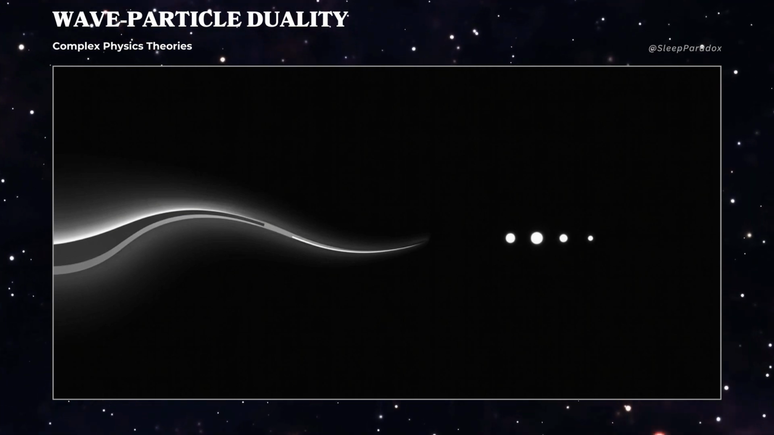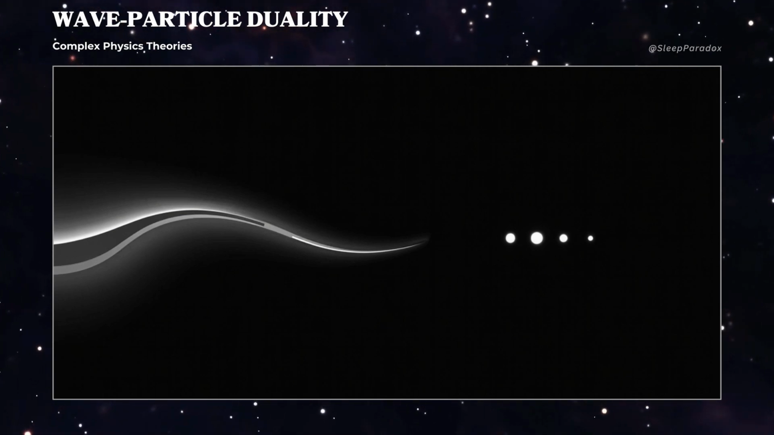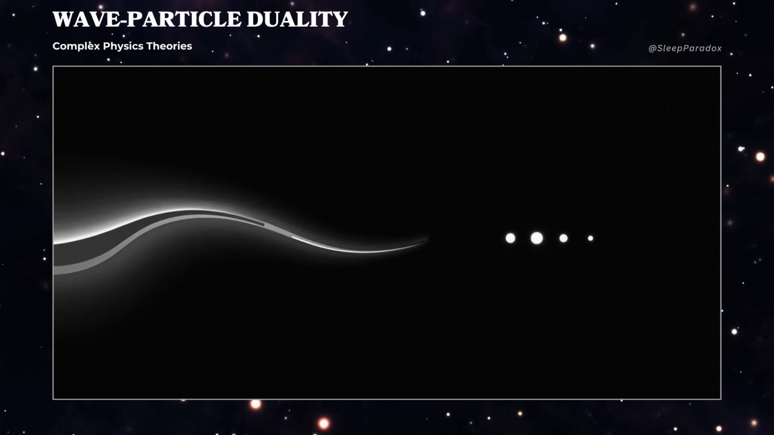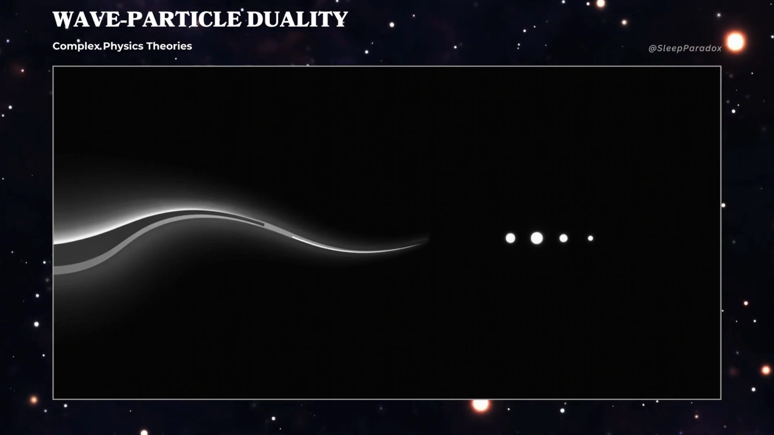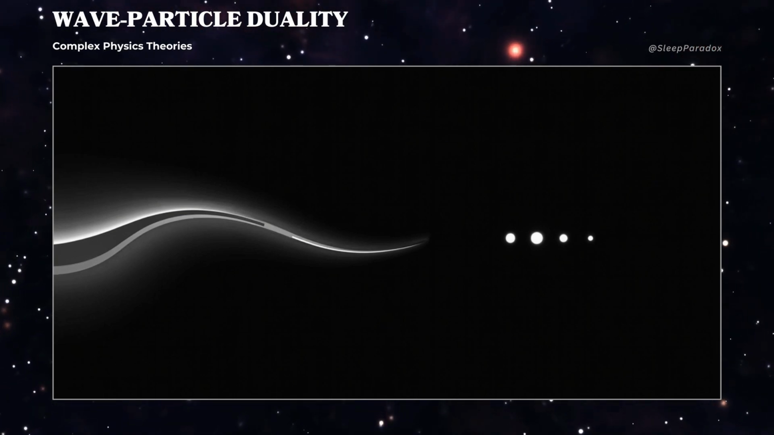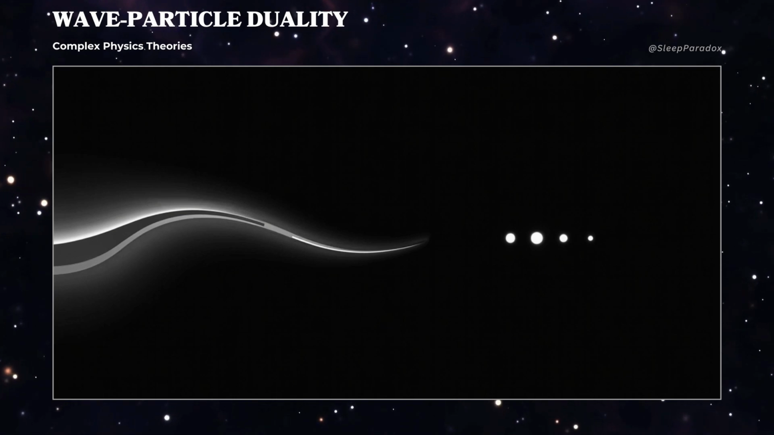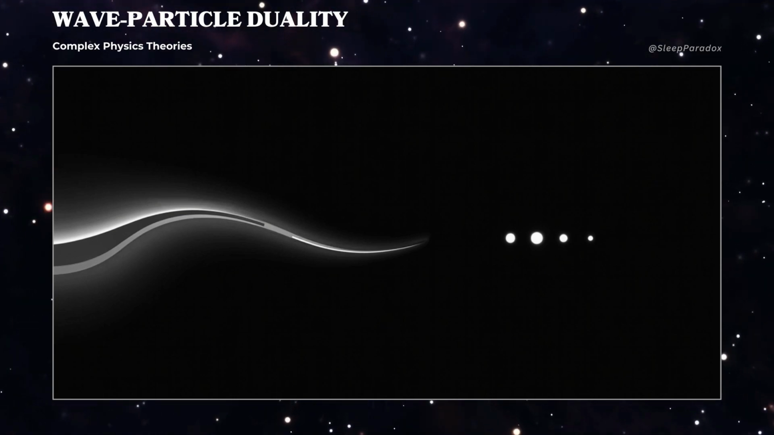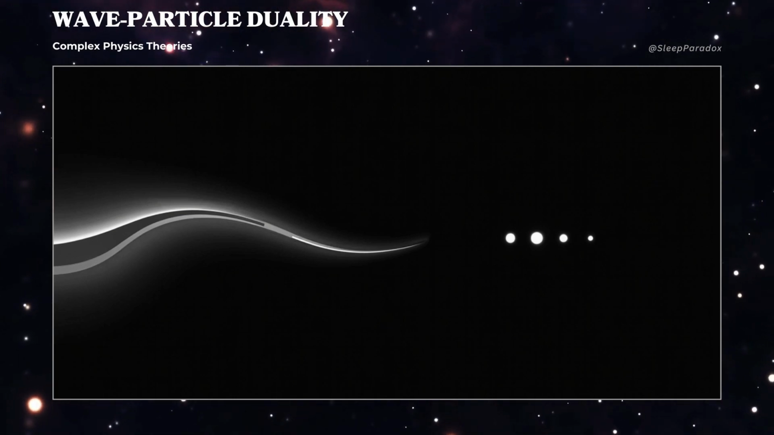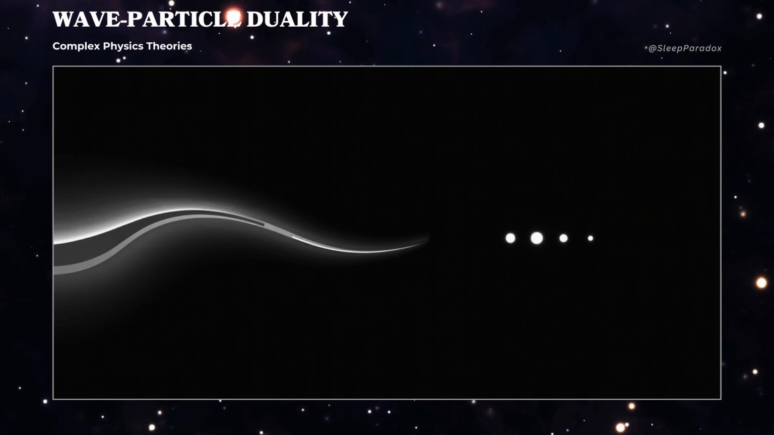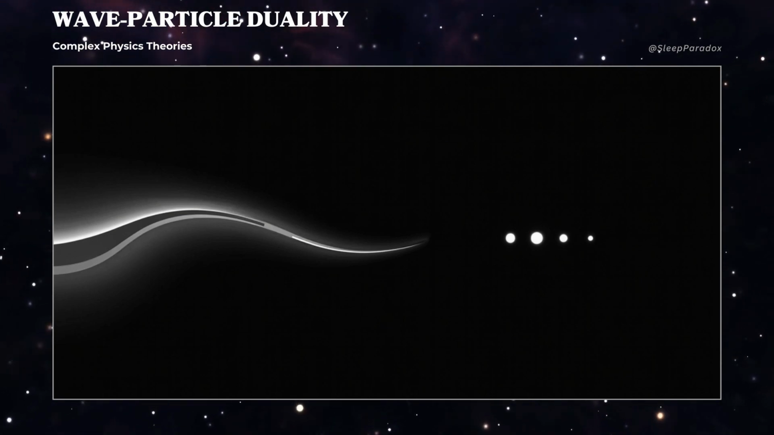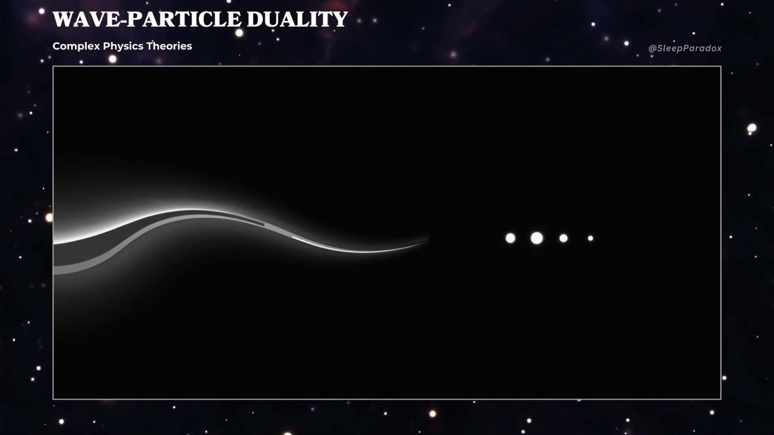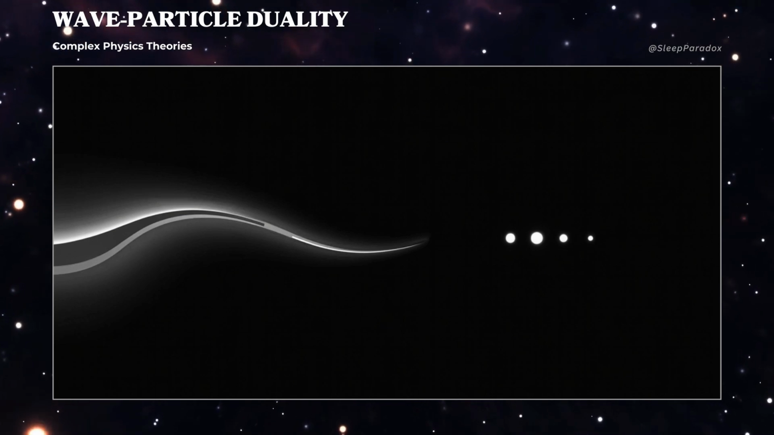What he saw was not two bright spots, as you'd expect from particles passing through two gaps. Instead, he saw a series of light and dark bands, an interference pattern. This only happens when waves overlap and interfere with each other. It was strong evidence that light is a wave, but then, in the early 1900s, something strange happened.